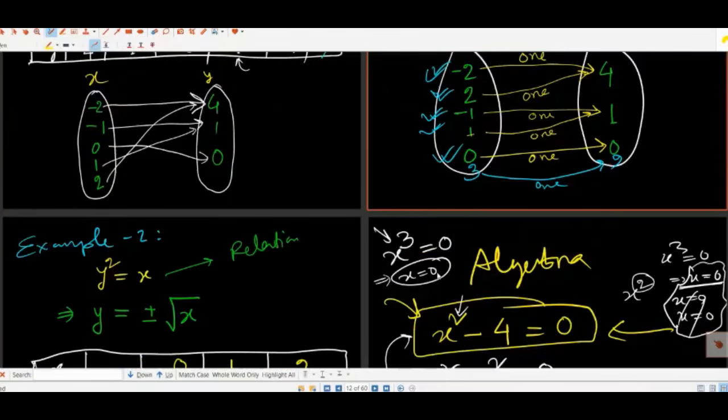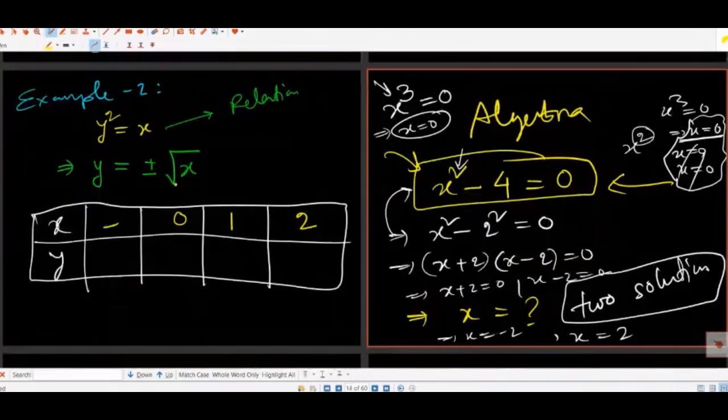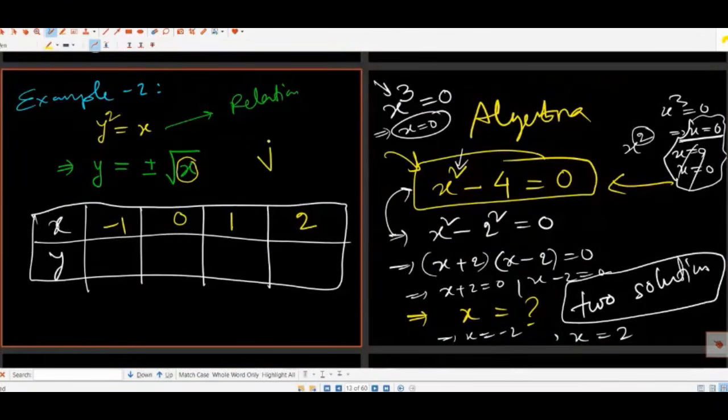But here, if we input negative 1 in the place of x, you know that the square root of negative 1 will become undefined. If you use a calculator, your calculator will show error. That's why we are not dealing with these numbers. So let's deal with 0, 1, 2.